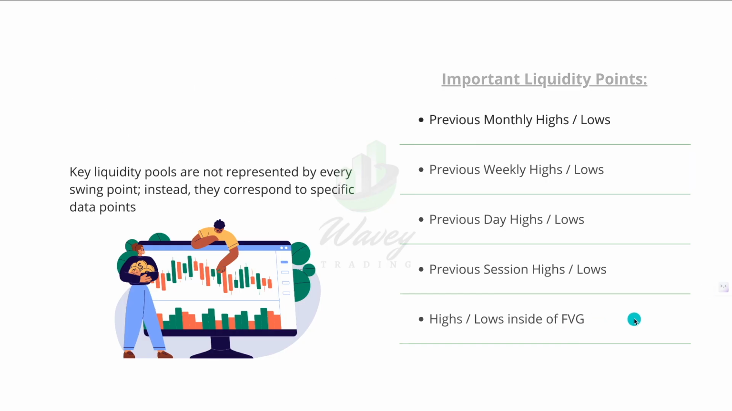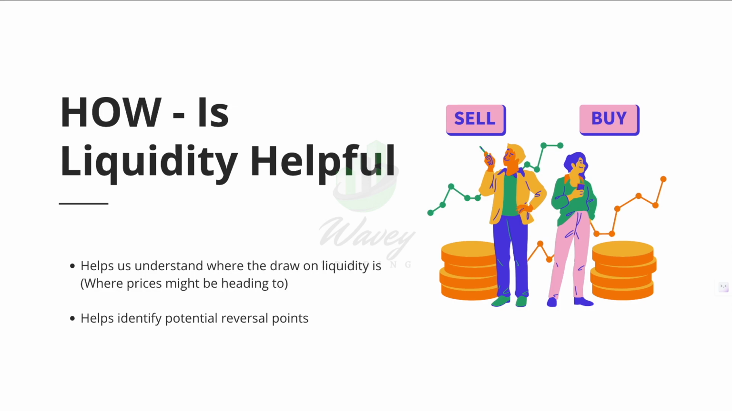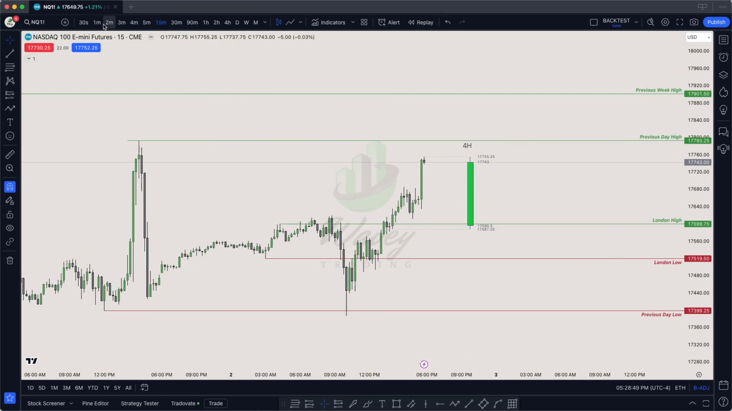All right, now let's talk about how liquidity is helpful. Liquidity is helpful to us as traders in finding the draw on liquidity, where price might be heading to, right? It can help us understand where price is heading, and it can help us build a bias, right? It can help us predict what the price might be doing. I mean, you can't 100% predict the market, but it'll give you a sense of where price may be going, and it also helps us identify reversal points, right? So let me go back to the chart again and show you exactly what I'm talking about.